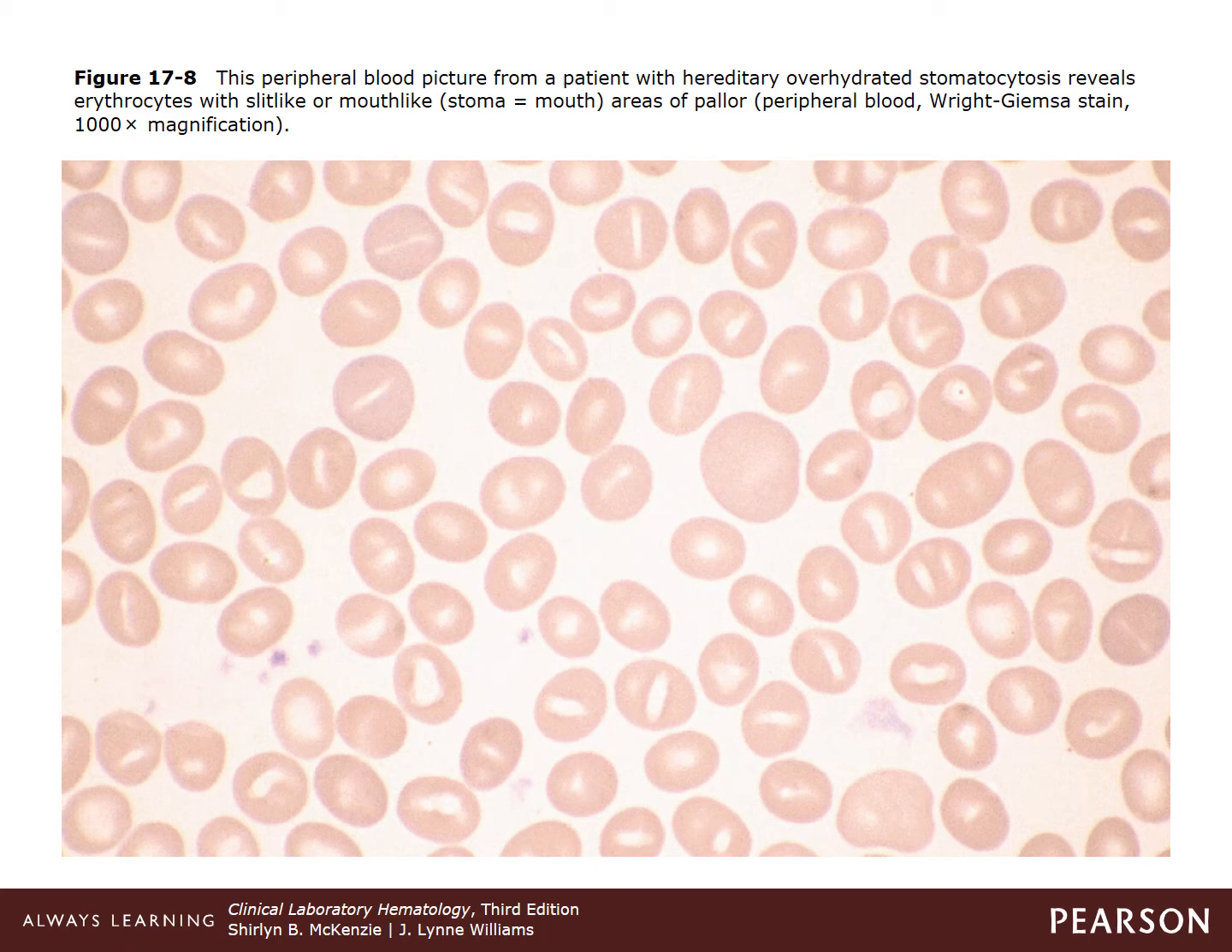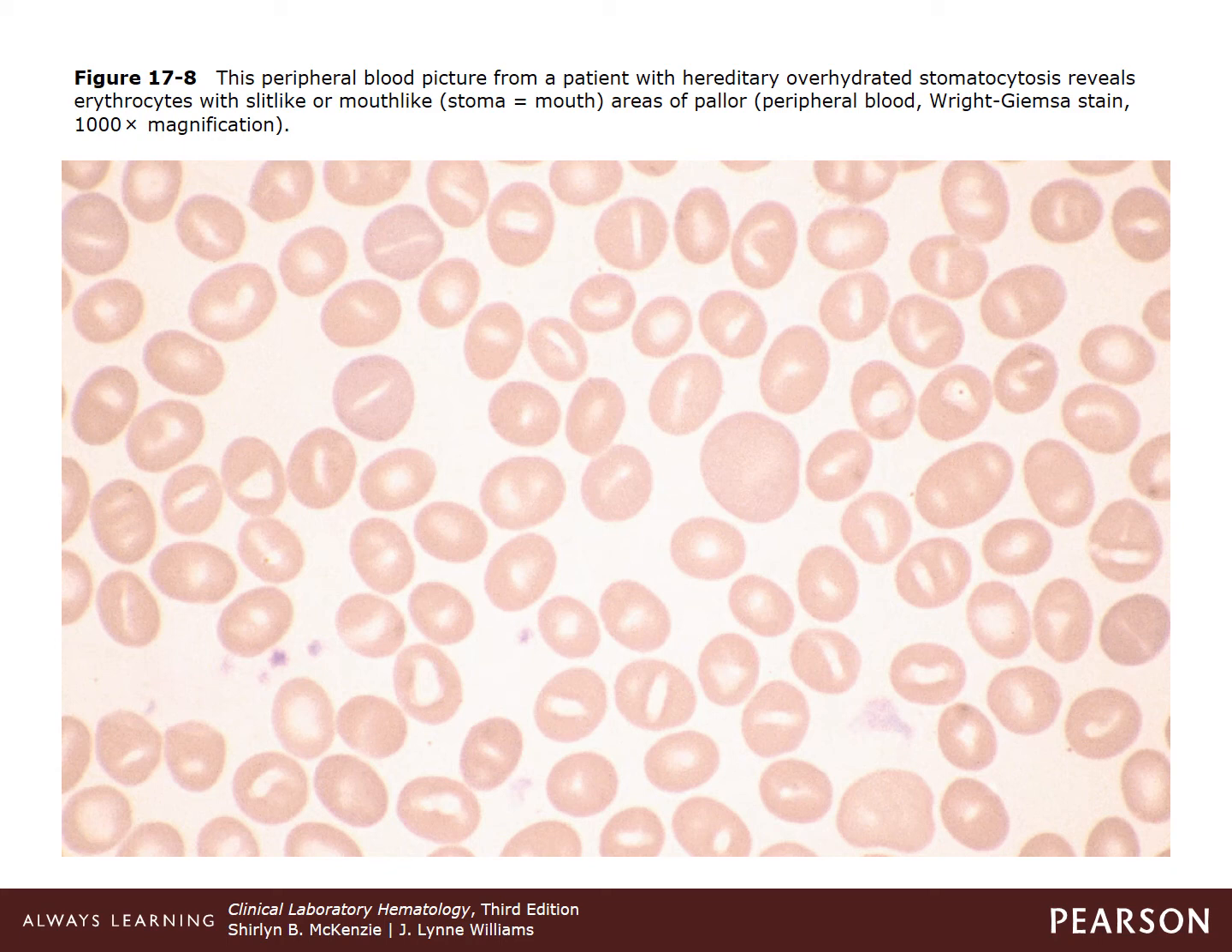Look at all the stomatocytes here, definitely a marked increase, mouth-like slit cells. Anemia here is usually mild to moderate, with hemoglobins ranging from 8 to 10. The MCHC of stomatocytes is decreased, but the MCV can be increased as they're taking on more water. You might have 10 to 50% stomatocytes, in some cases more. You have increased osmotic fragility and autohemolysis due to these cells.